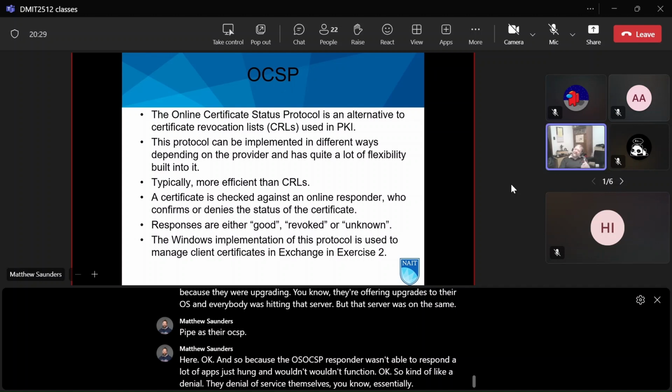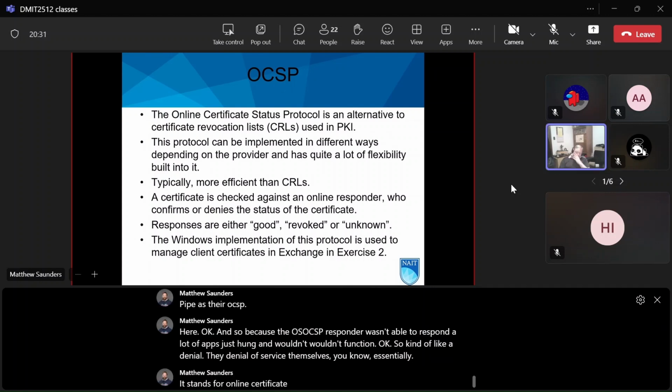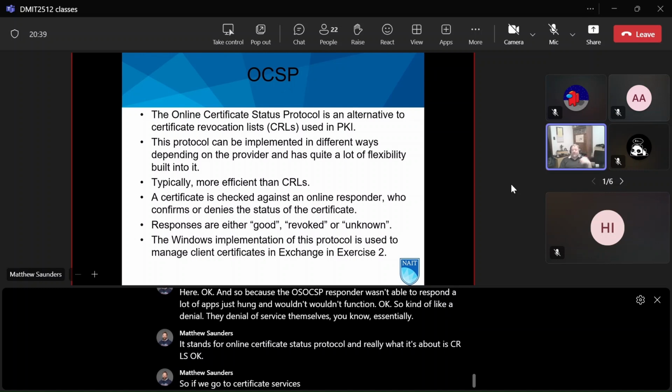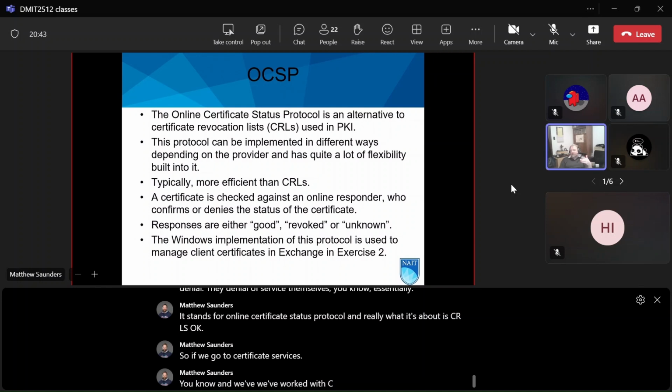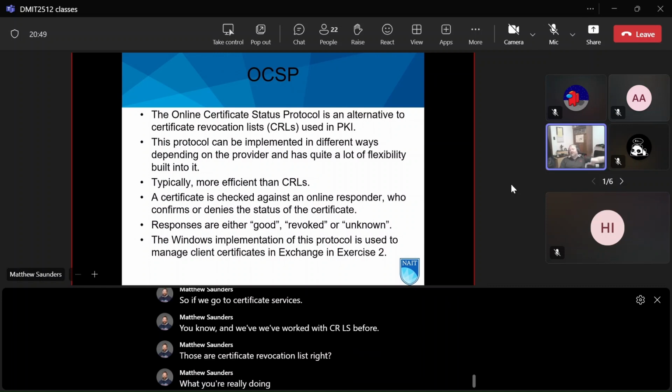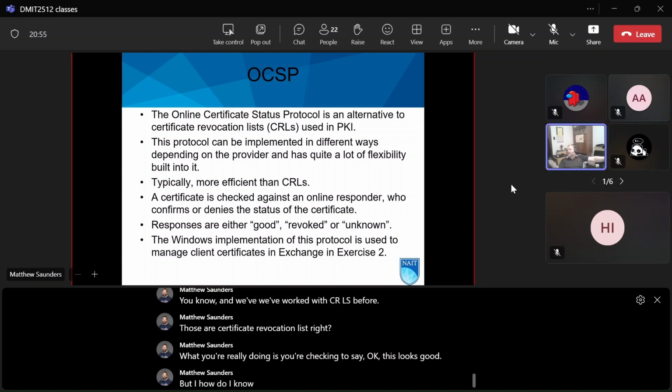It stands for Online Certificate Status Protocol. And really what it's about is CRLs. Okay. So if we go to certificate services, and we've worked with CRLs before. Those are certificate revocation lists, right? What you're really doing is you're checking to say, okay, this cert looks good, but how do I know if it's not been stolen or cracked or something like that?